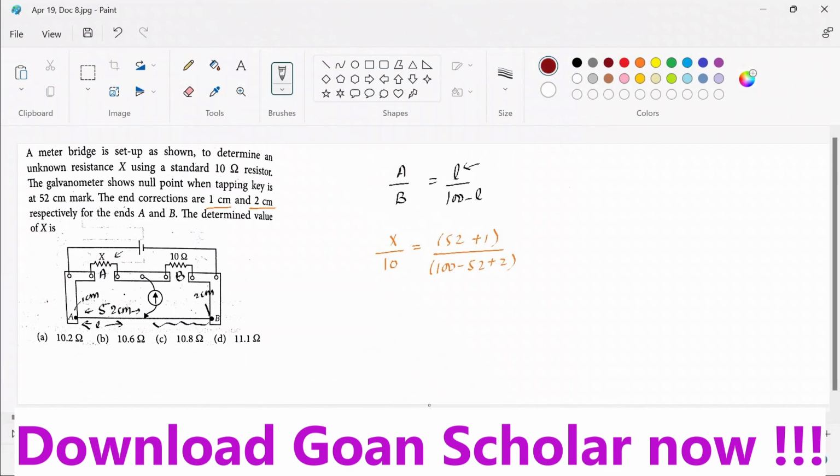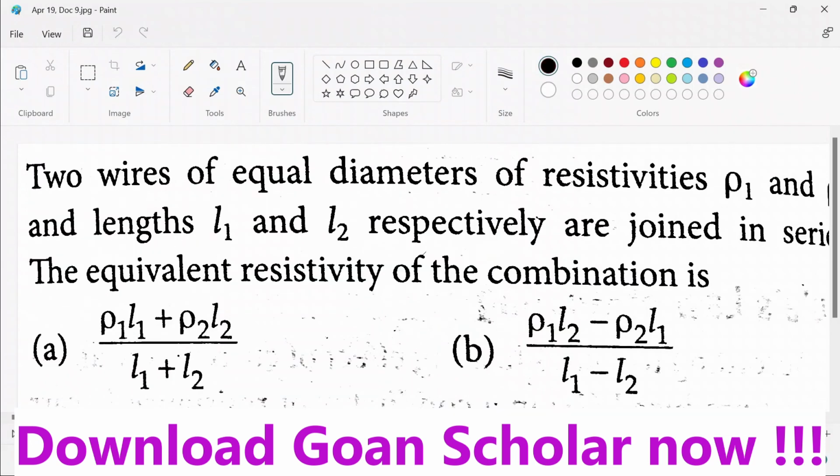Great. So X will be equal to 10 into 53 upon 100 minus 52 plus 2, which is 50 here. Let's cancel this with this. So X will be 53 by 5. Let me now divide it. 5 ones are 5, and 0.6. Option B it must be. Let's move to the 9th one.